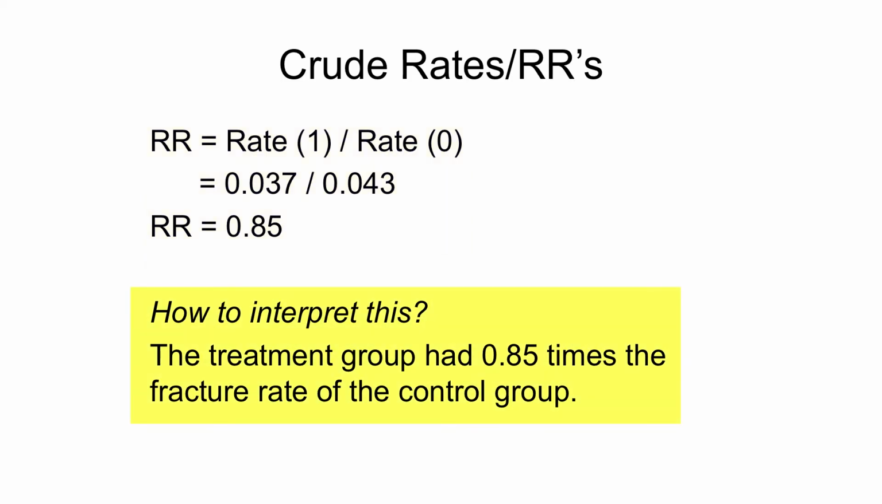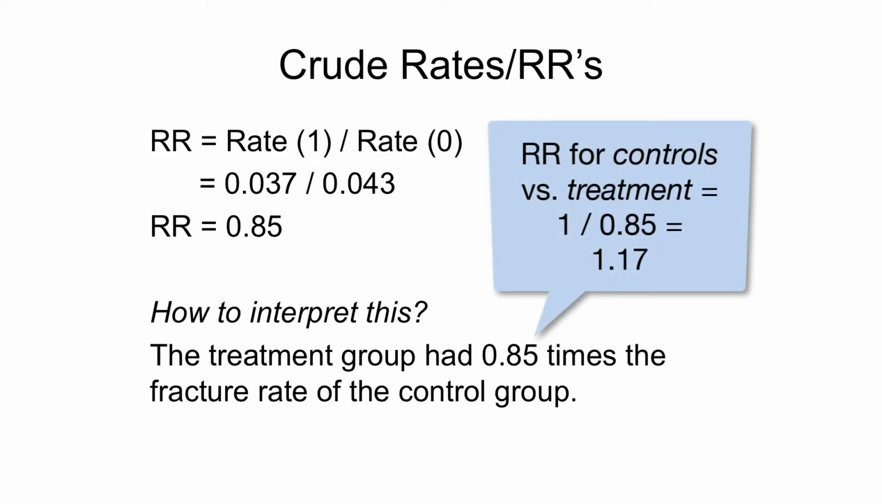Our interpretation of the crude rate ratio would be that the treatment group had 0.85 times the fracture rate of the control group. If we take the inverse of this, so 1 divided by 0.85, we can say that the control group had 1.17 times the fracture rate of the treatment group.